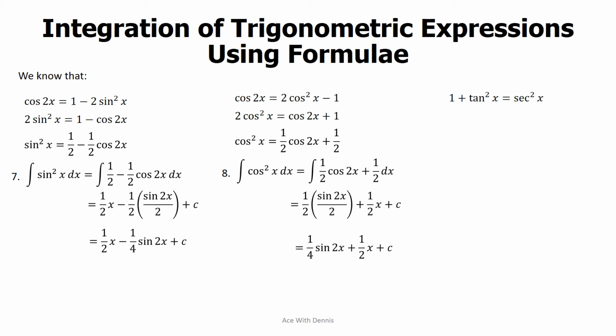This is another formula that we know, which is 1 plus tangent square x equals secant square x. So tangent square x equals secant square x minus 1. Therefore, number 9, if you want to integrate tangent square x dx, it is equal to integration of secant square x minus 1 dx, which is tangent x minus x plus c. So this slide shows you how to integrate the trigonometric expressions with a square.